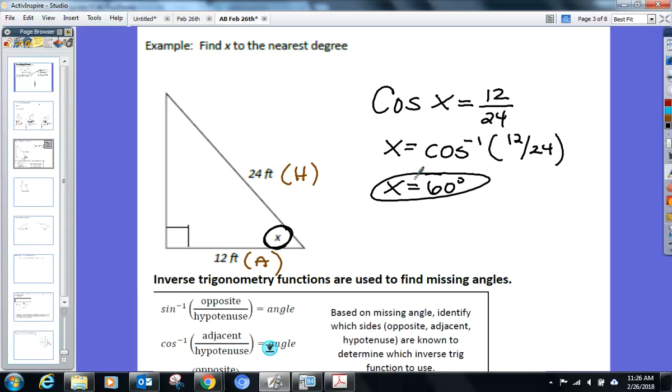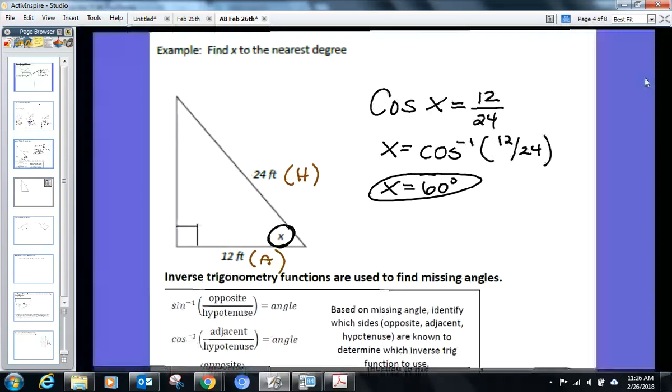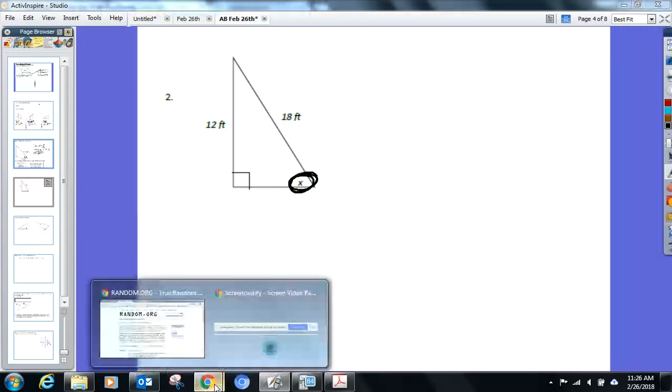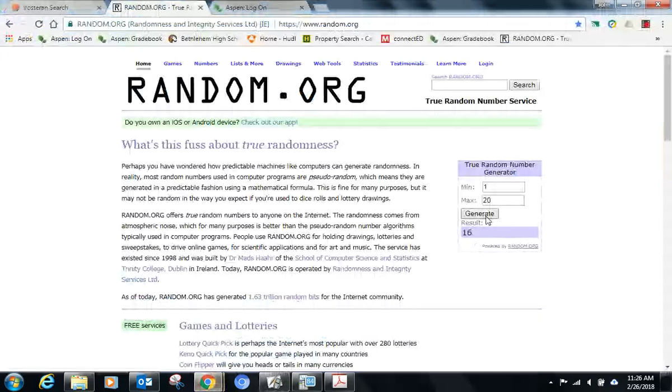All right. One doesn't make you great. We know that. All right, this next one. We're looking for the angle. What sides are given to you? Here you go, 16.